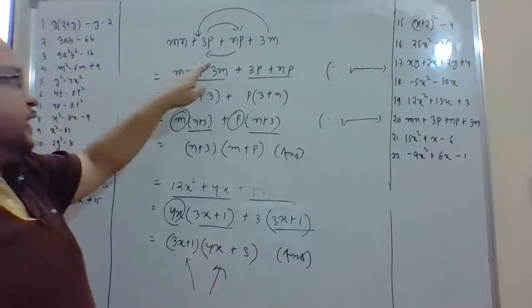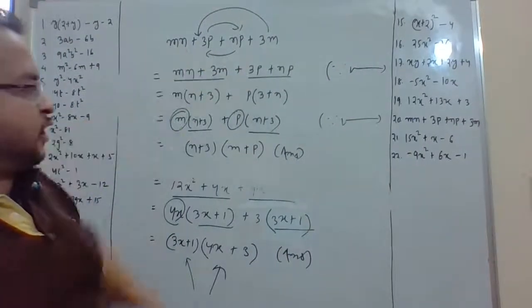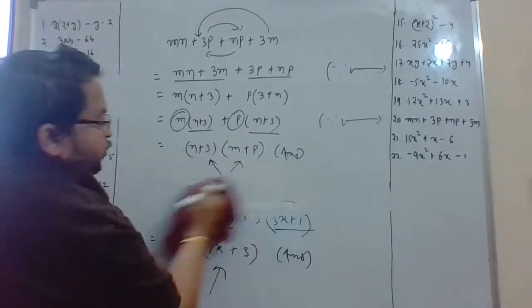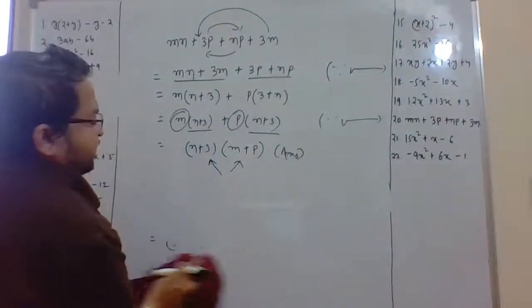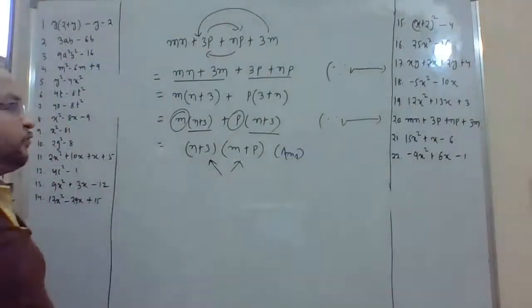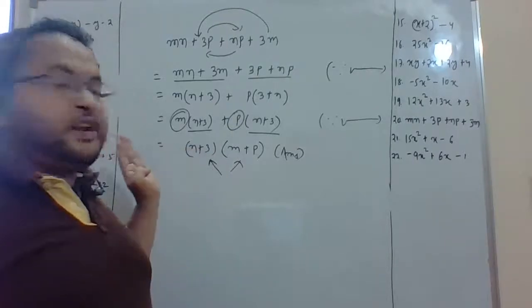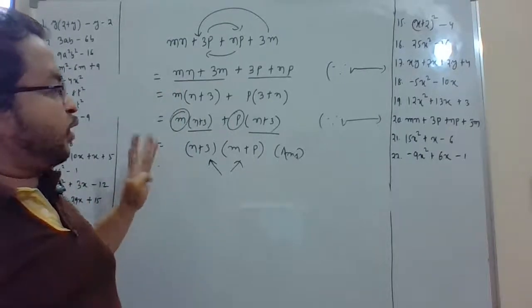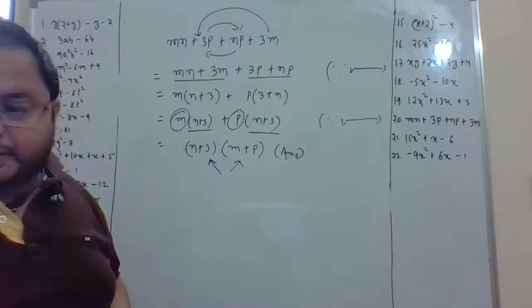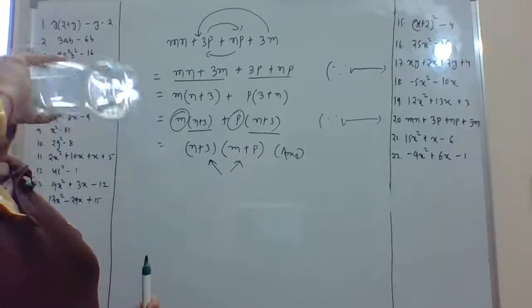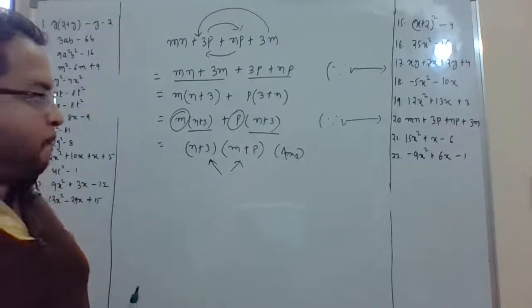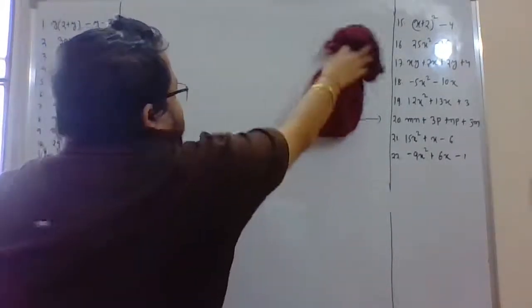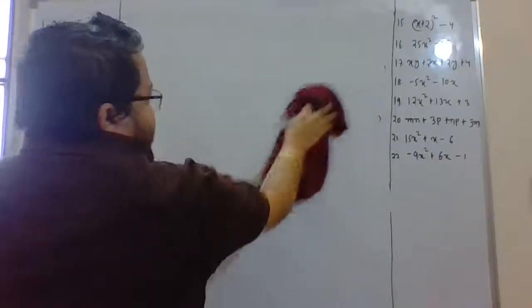Initially it was expressed as a sum of four terms, and finally we have expressed it as a product of two factors, such that the highest power of variables m, n, and p is one only. So obviously this is the fully factorized form. Type it down and then we'll go to the next problem.